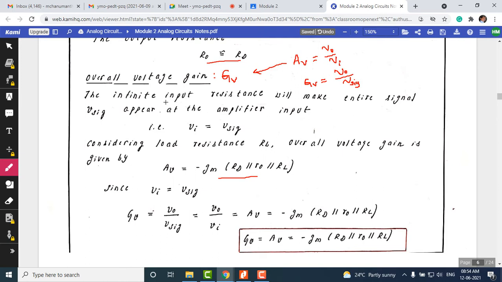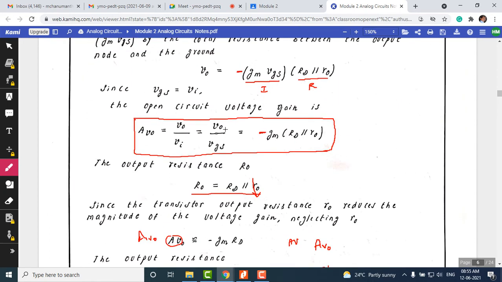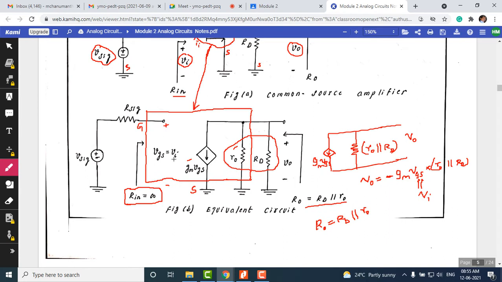Now look at this. Since input resistance is infinity for this common source amplifier, the entire signal will appear at the amplifier input itself. To understand this, you need to look into the circuit. What do you mean by that? Okay, so here, as you can see in the equivalent circuit, this input resistance, when we see from the gate to source, is infinity because there is an open circuit in the MOSFET between gate and source. Since input resistance is infinity here, there is no current flow, because once the resistance is infinity, there is no current flow here.